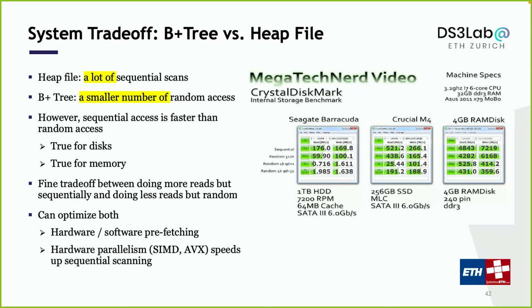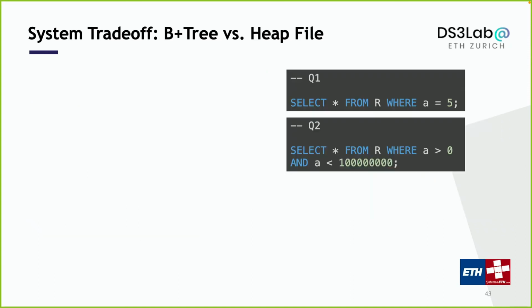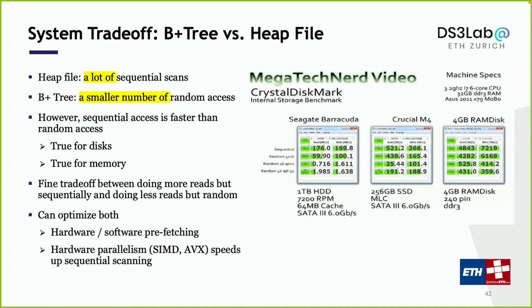And you can optimize both. For sequential access, you can do prefetching type of things. For sequential scan, you can also use a whole bunch of hardware instructions like SIMD to really speed it up. On the other hand, it could be a little bit hard to do for a B-plus tree, but there are also other optimizations you can do.